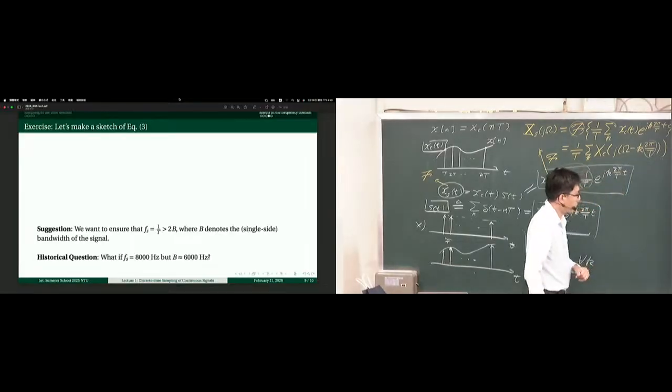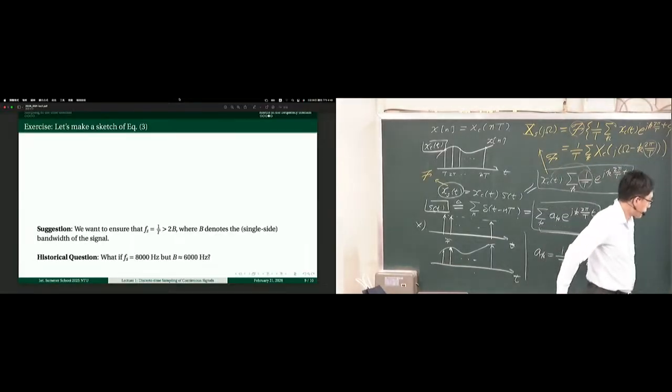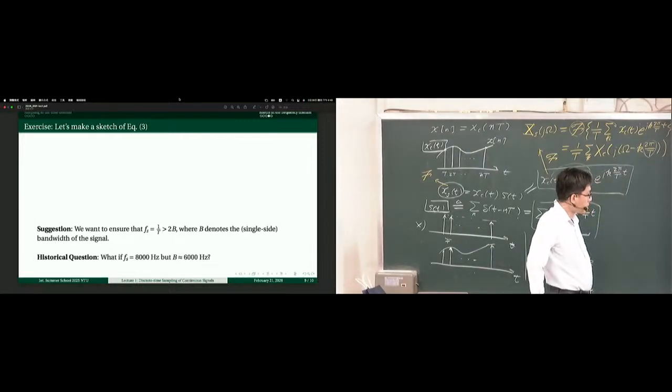Now I have a remark right down there. All right, let me share with you. If you take a look, there's a historical question that I claim. What if we have a situation of sampling rate being 8,000 hertz, but the bandwidth is about 6,000 hertz? The question is, do we satisfy Shannon's recommendation right here? Is sampling frequency greater than 2B? The answer is no, right? 8,000 clearly is not greater than 2 times 6,000, right? So the answer is we have trouble. We would have some trouble. And I say this is historic.